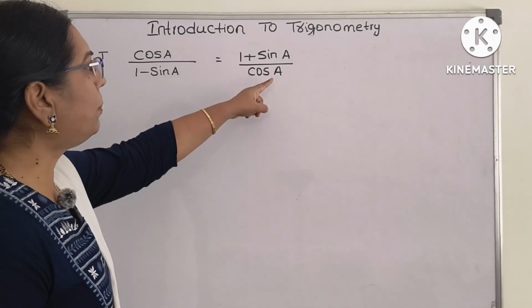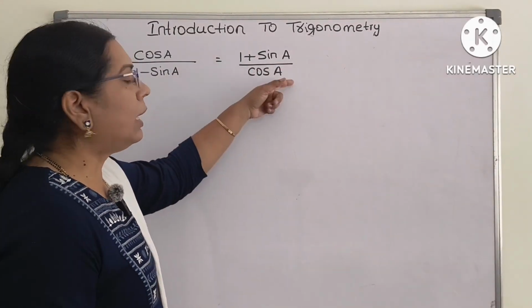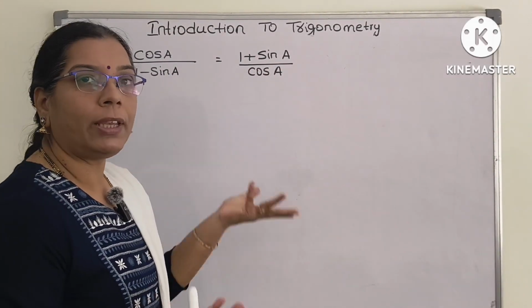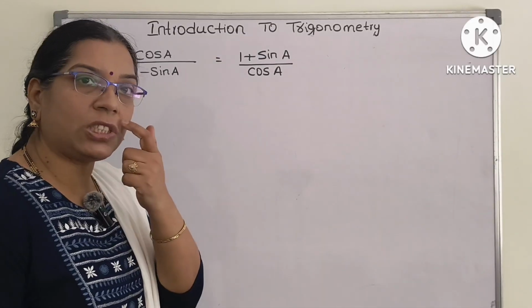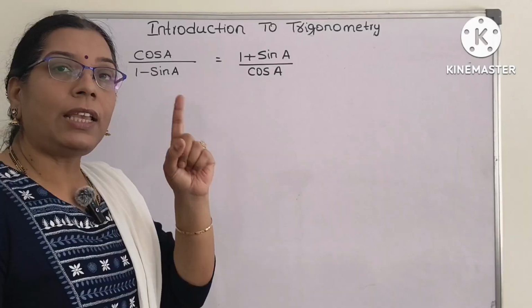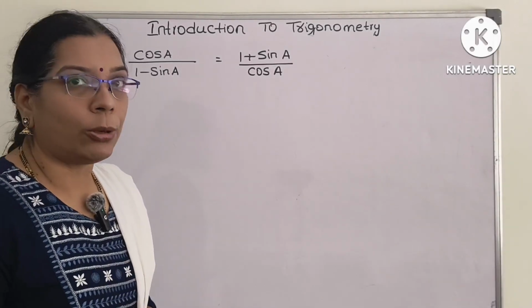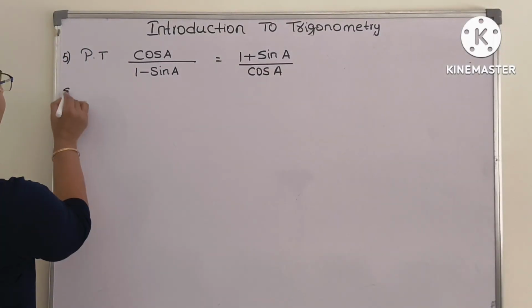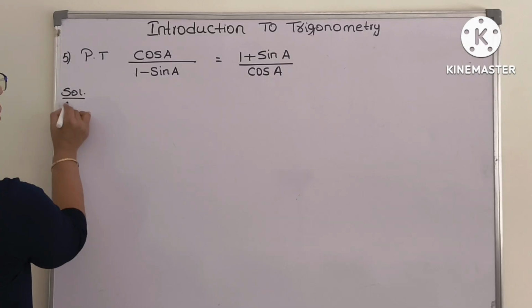What should I do? Okay, let me check the RHS. RHS also in simpler form. I cannot use anything to the RHS also. What to do? Then remember the next tip, children. See if you can rationalize the denominator. So let us see if we can apply rationalization here.